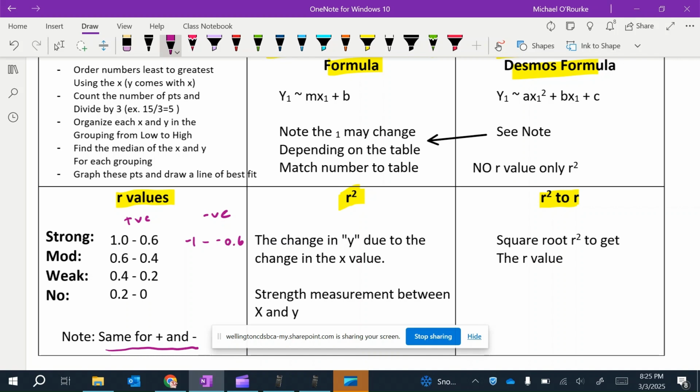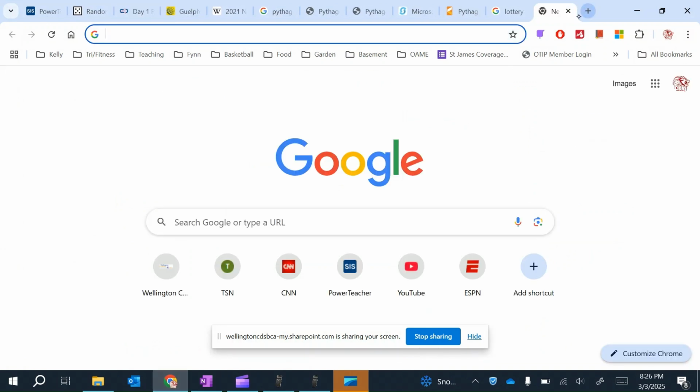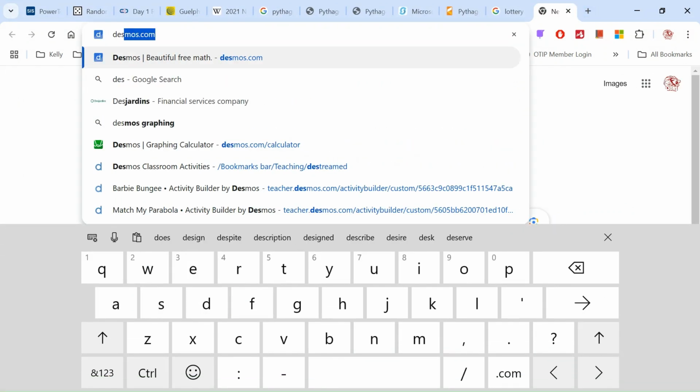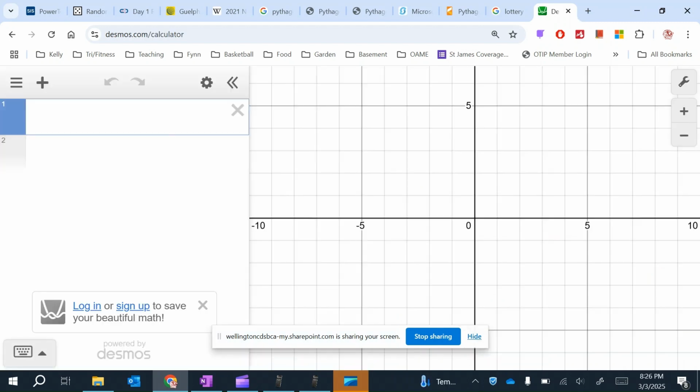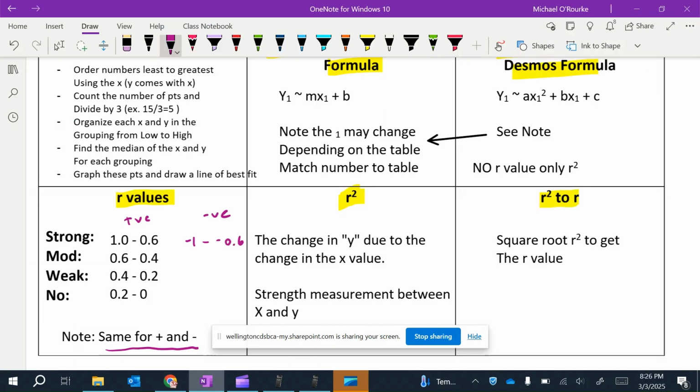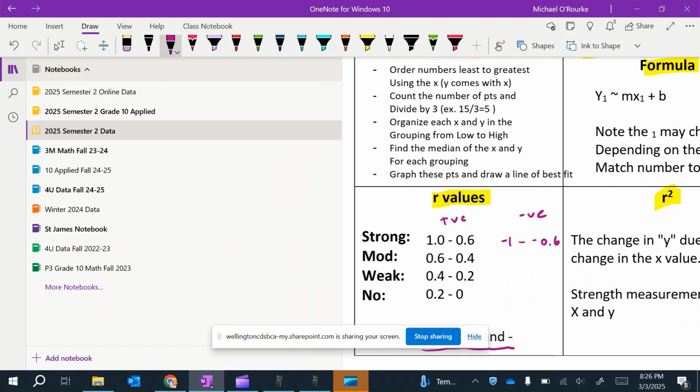So, using Desmos, do this on your phone with me. Desmos.com is where you're going. Then say open graphing calculator, and you get something that looks like this. On yours, I don't think you have all this right away. This might be at the bottom. If you want to, hit the plus button, hit table, and it'll bring up a table of values. That's where we're going to input these numbers here.